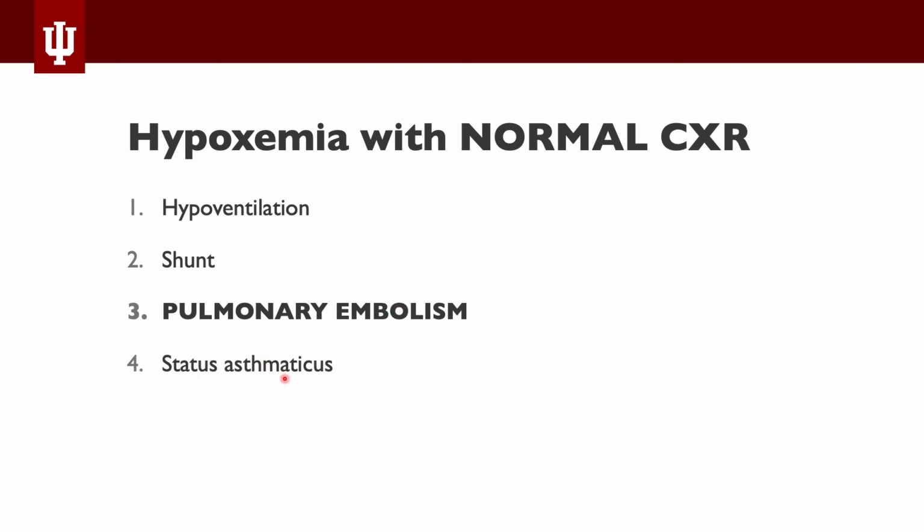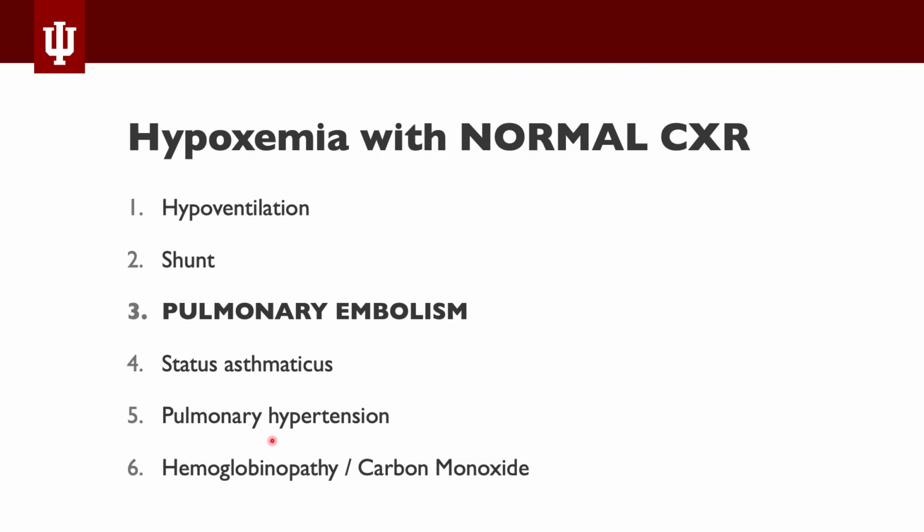Status asthmaticus. Now, this is an interesting one because it causes hypoxemia partially because of hypoventilation, but also partially because the increased alveolar pressure causes worsening VQ mismatching, and so that can lead to hypoxemia. Pulmonary hypertension, we see this in clinic very often. So people who have elevated pulmonary pressures, they have problems with diffusion. They probably also have some VQ mismatching. And pulmonary hypertension you will not see on a chest x-ray.